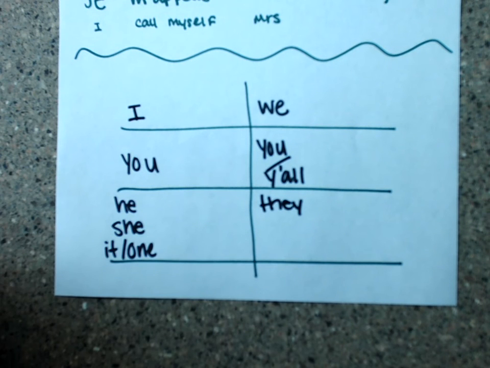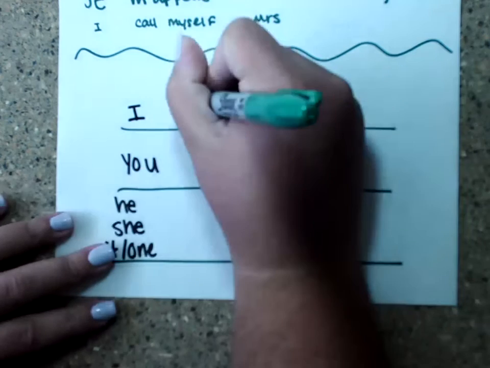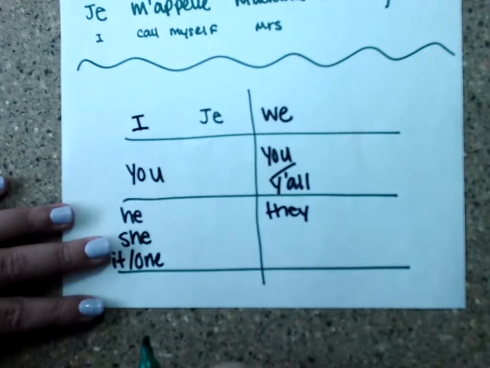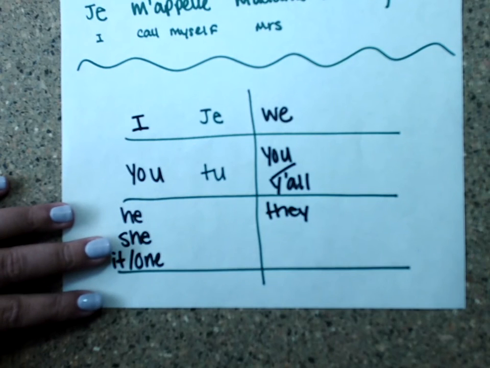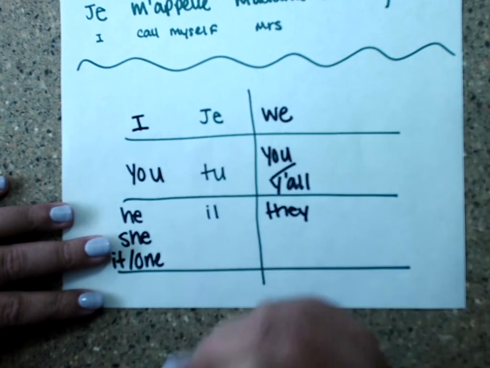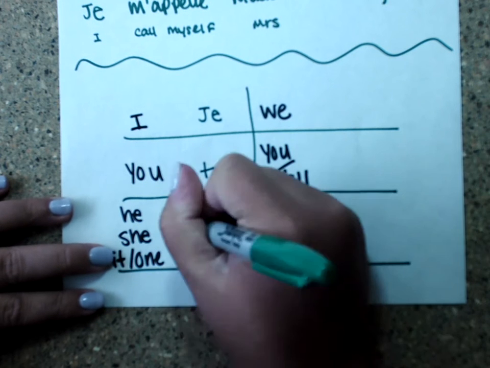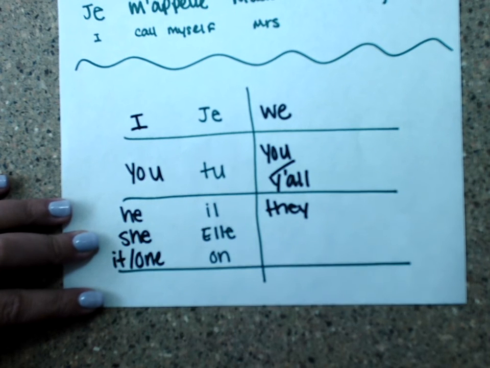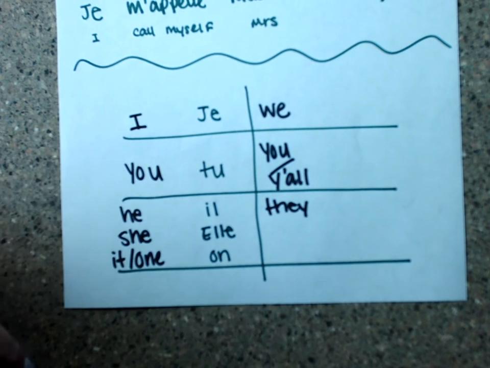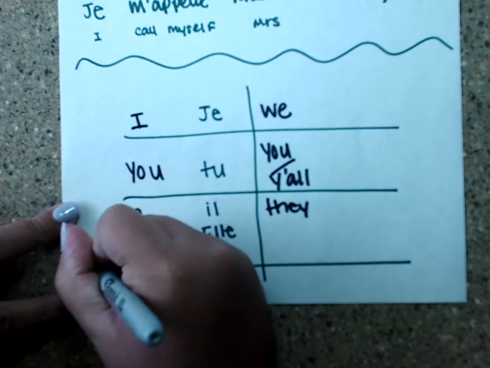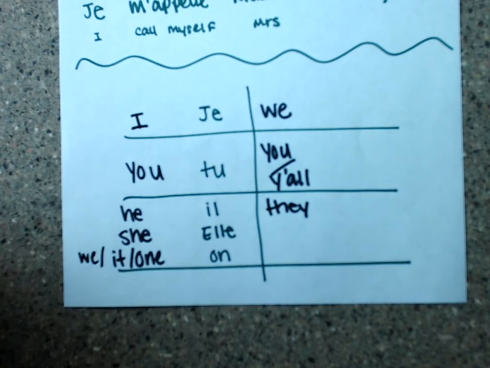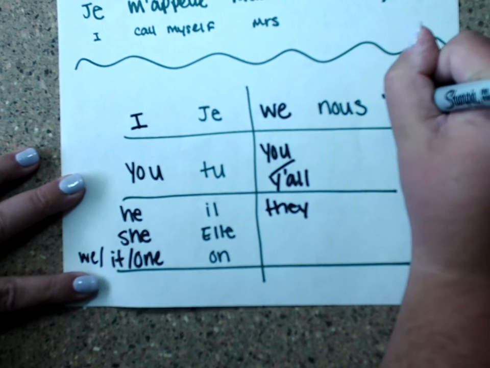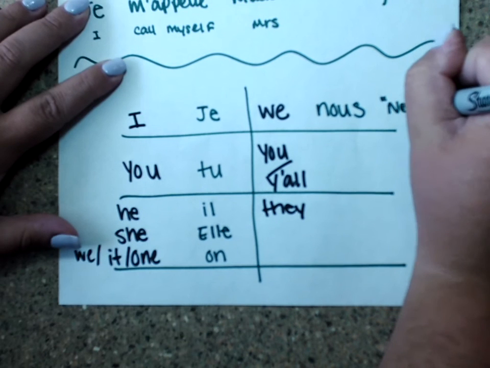Now let's talk about what they are in French. So I in French is je. You kind of guessed that from up here. So we have je. You is tu. He becomes il. She becomes elle. And it or one is on. It and one can also mean like we, like if you're with friends. So let me add that on too. Next, we have we, which is nous. Nous, not noose. It's pronounced like new, like I'm buying new shoes today.